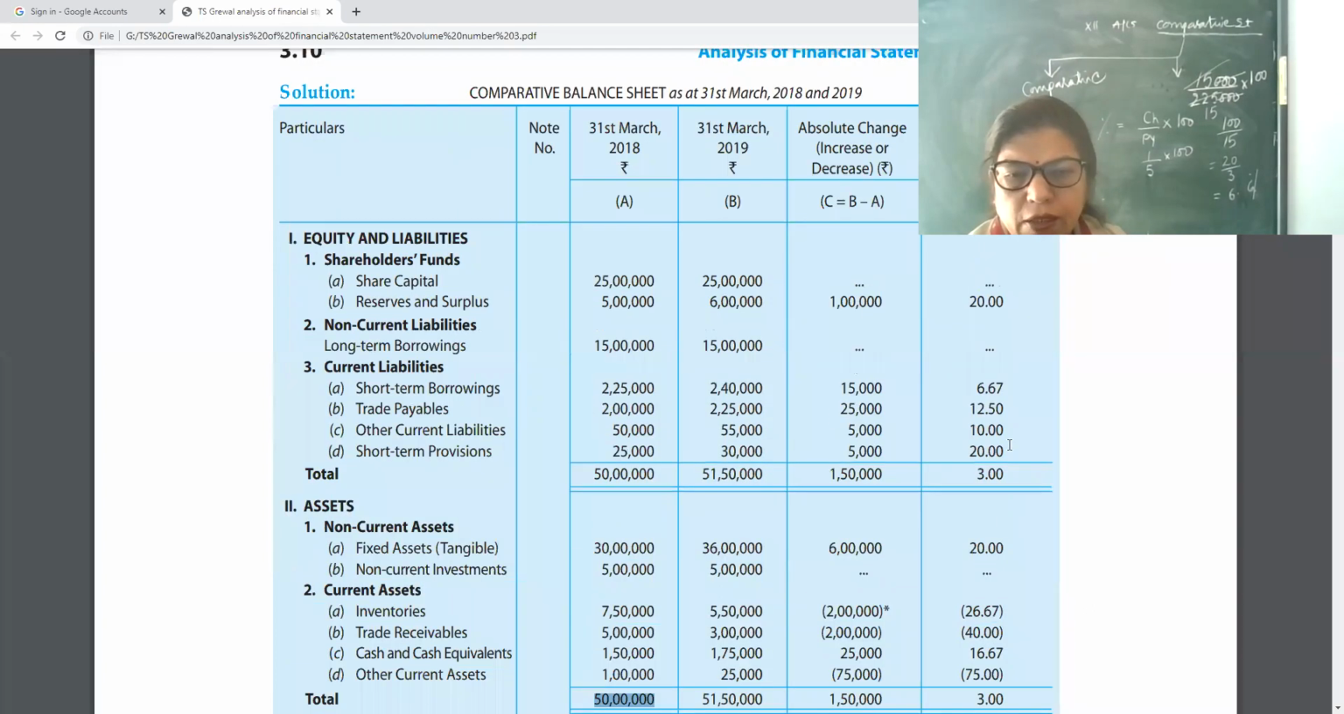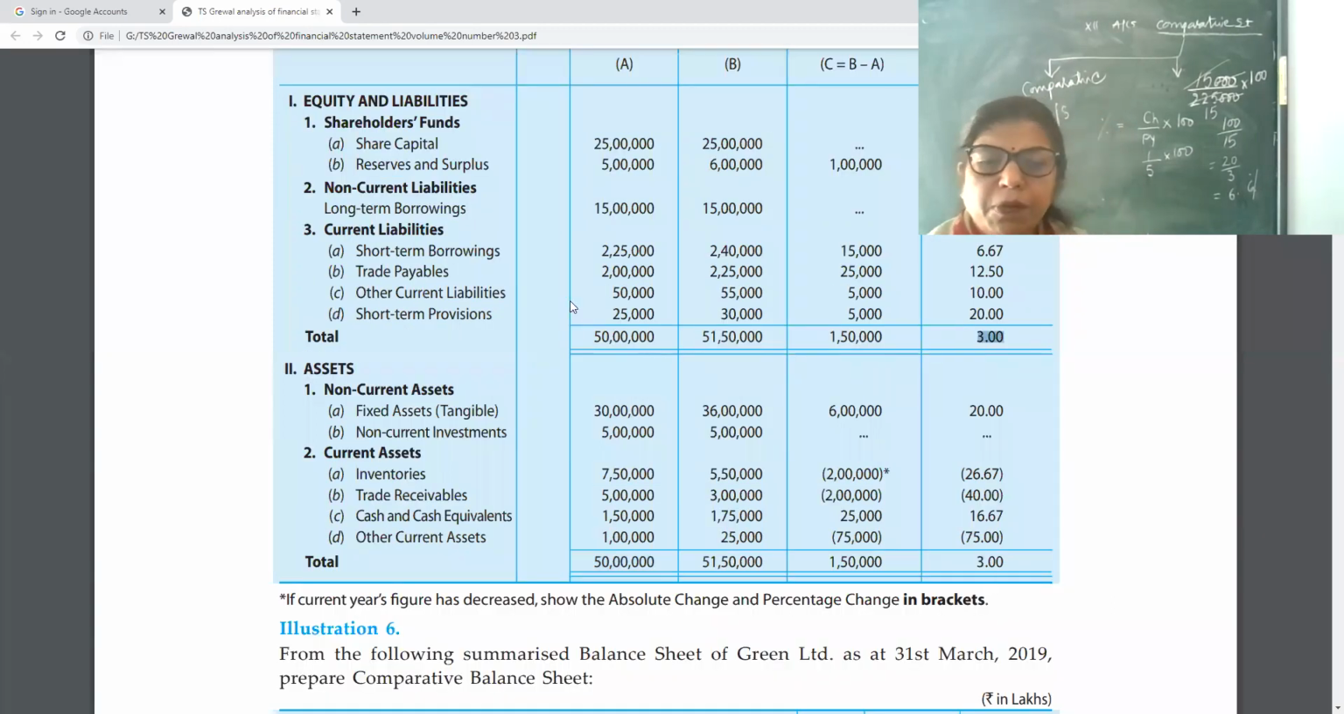And be careful, this amount will always be equal to this. So no need to waste the time. Just copy from here. Okay. Why? Because the total of the liabilities side will be equal to the total of the asset side. See, 50 lakh, 50 lakh, 51 lakh 50,000, 51 lakh 50,000, 1 lakh 50,000 increasing, assets also 1 lakh 50,000 increasing. If everything is the same, naturally the percentage will also be the same. So here you can save the time.